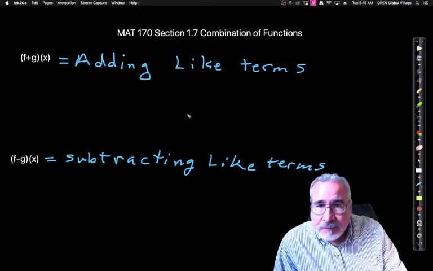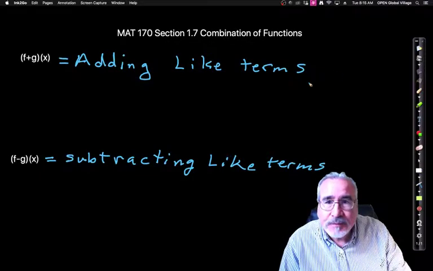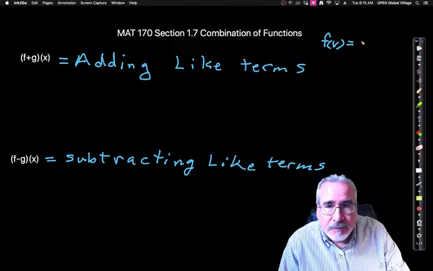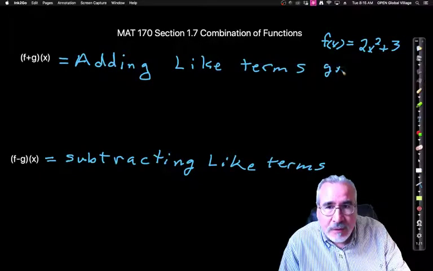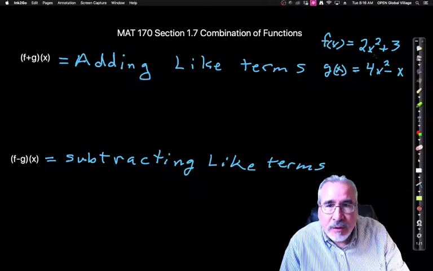So let's go ahead and put up a couple functions here. Let's define f of x to be equal to, this is just something I'm making up, 2x squared plus 3, and g of x could be equal to 4x squared minus x. Let's just do that. So those are our two functions.